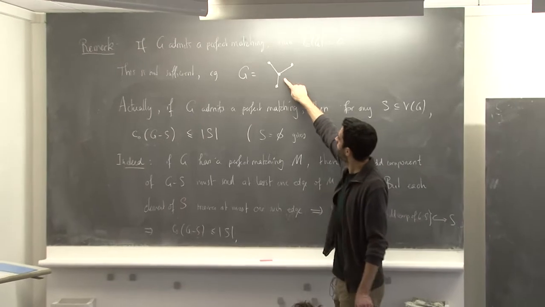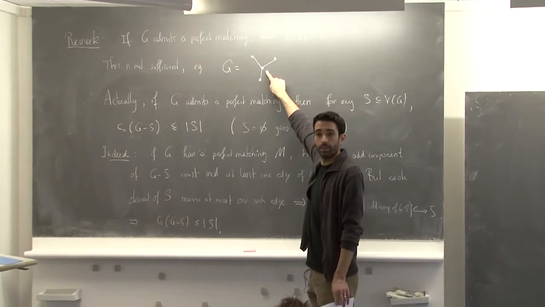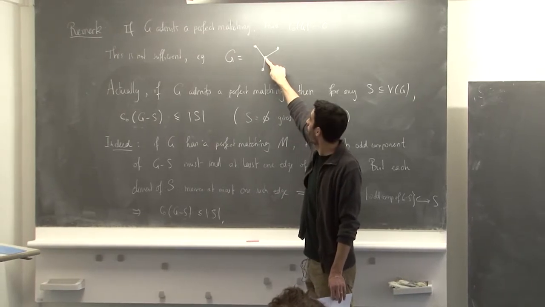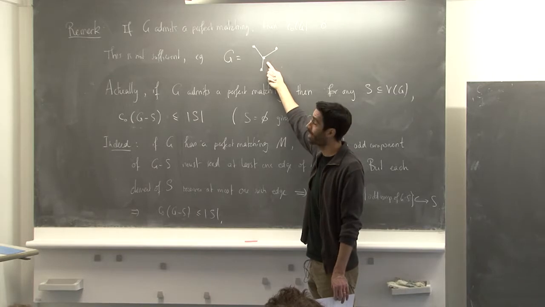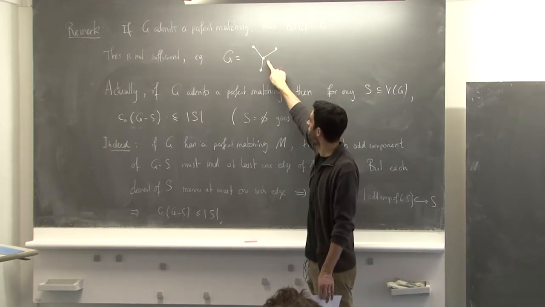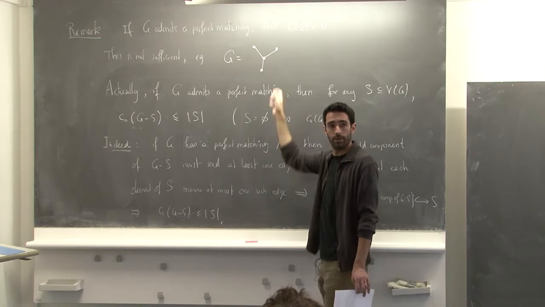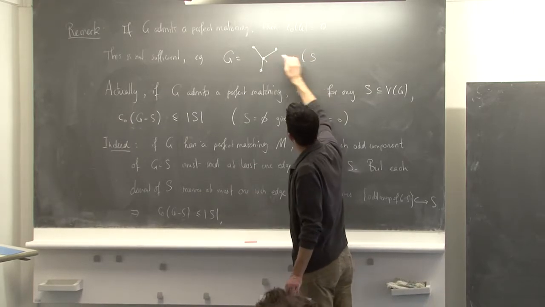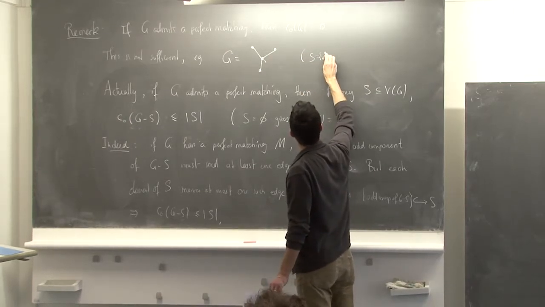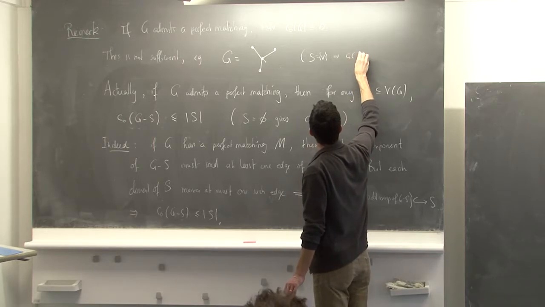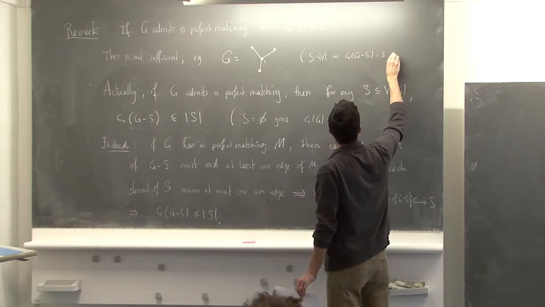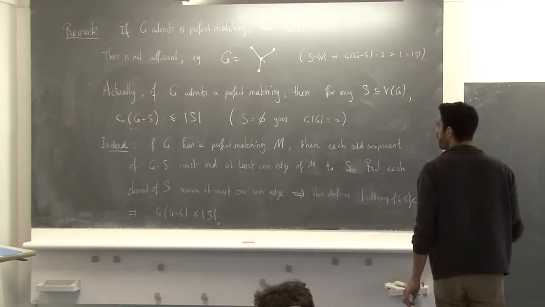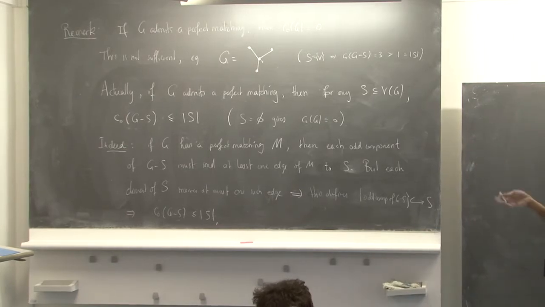Do we have a chance for this condition now to be sufficient? Here, indeed, we have a problem. If we take S to be this vertex here in the middle, then the number of odd components of G minus S is 3, which is strictly greater than 1. And indeed, Tutte's theorem is the statement that this condition is actually sufficient.